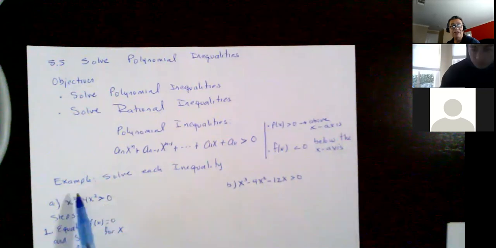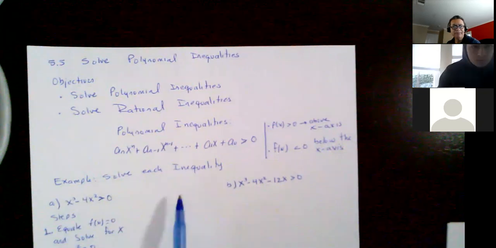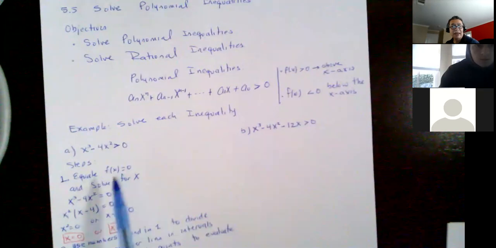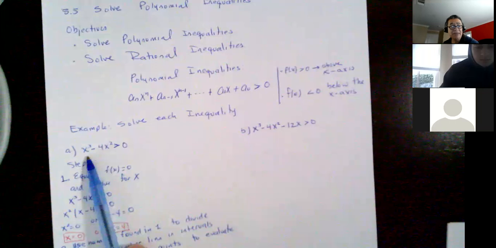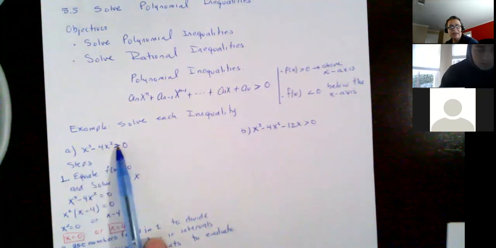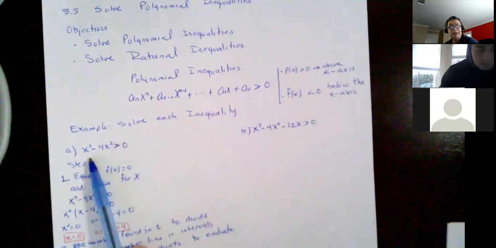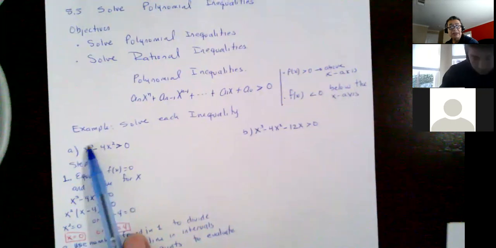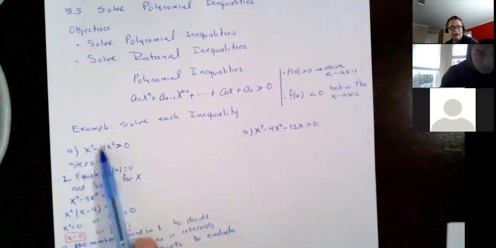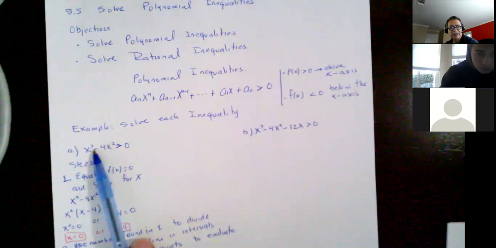For example, solve each inequality. Remember that you have your handout from the basic functions. Let's start with x cubed minus 4x squared greater than 0. Notice the leading term is x cubed. That's a cubic function, so you get an idea of how it looks, the end behavior at least.